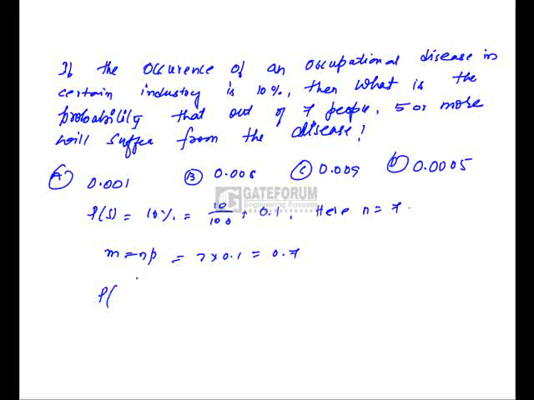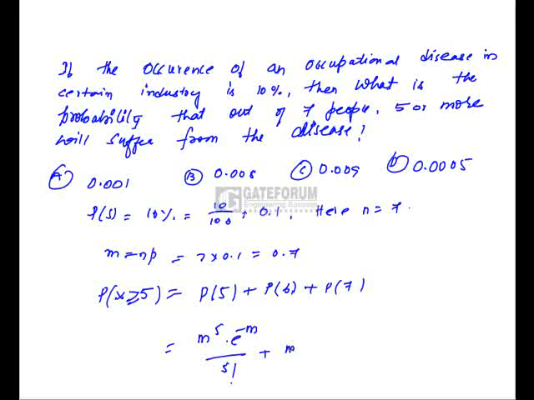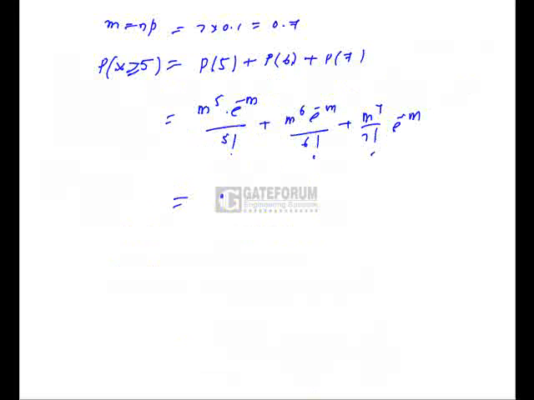Now we need the disease to occur to 5 or more. That is nothing but X must be greater than or equal to 5. So it is the probability of being affected by 5 people, or 6 people, or it could be 7 people. And we know the Poisson distribution is e power minus lambda into lambda power n by n factorial. So it is m power 5 into e power minus m by 5 factorial, plus similarly m power 6 into e power minus m by 6 factorial, plus m power 7 by 7 factorial into e power minus m. If I substitute the values and simplify, then the answer will be 0.0008, which is nothing but option B.